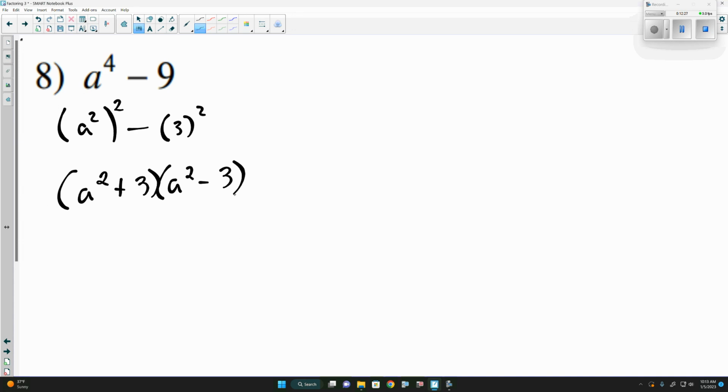Now again, whenever we have a power greater than 1, there is a possibility that we could simplify it. Looking at either one of these, the first one, a squared plus 3, is done. It's not a difference of perfect squares because it's a sum. But if we look at the other one, a squared minus 3, is a squared a perfect square? Yeah, a times a. Is 3 a perfect square? No. So that's as far as it goes.